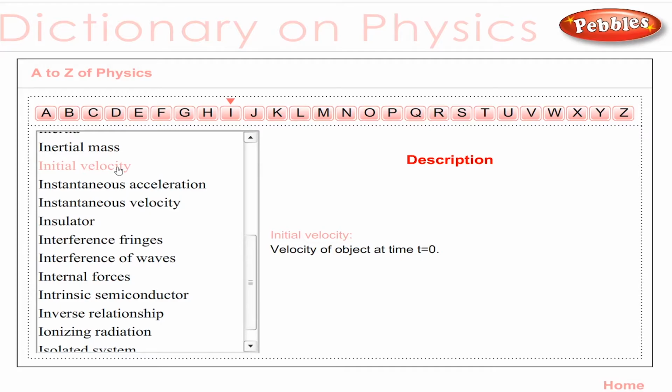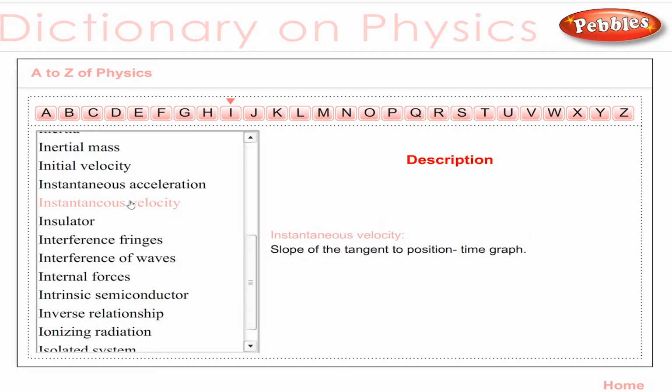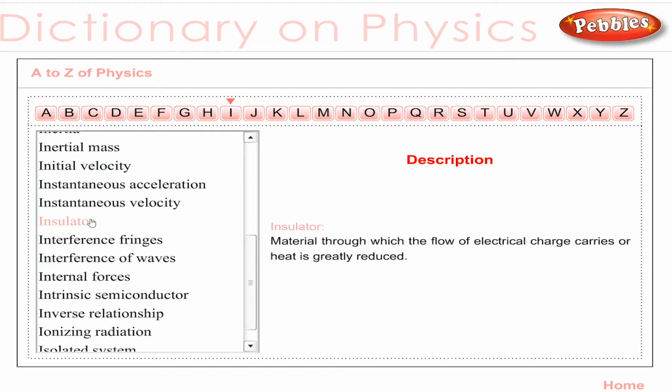Initial velocity. Velocity of object at time t equals 0. Instantaneous acceleration. Acceleration at a specific time. Slope of tangent to velocity time graph. Instantaneous velocity. Slope of the tangent to position time graph. Insulator. Material through which the flow of electric charge or heat is greatly reduced.